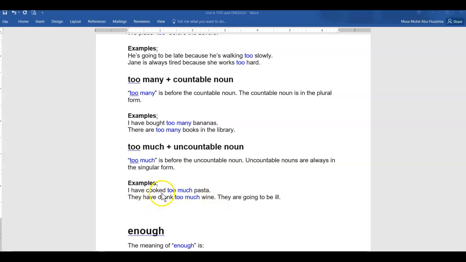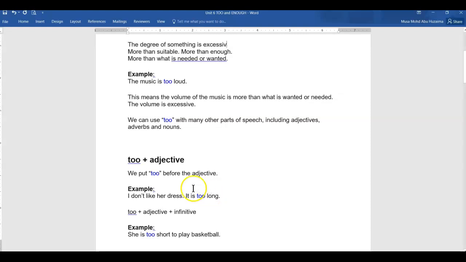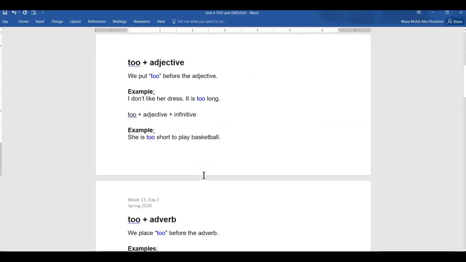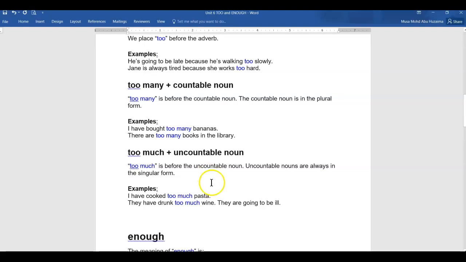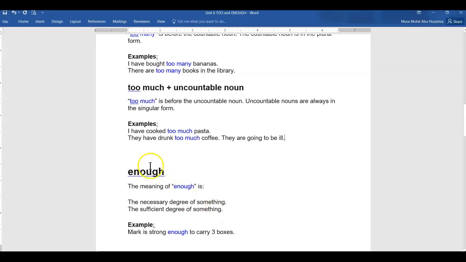For example, I have cooked too much pasta. Pasta is uncountable. I cannot count it. I cannot say pastas. Okay? They have drunk too much coffee. They are going to be ill. Okay? So we use too much with coffee. Coffee and pasta are uncountable.